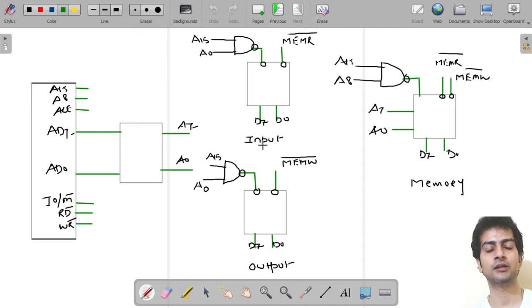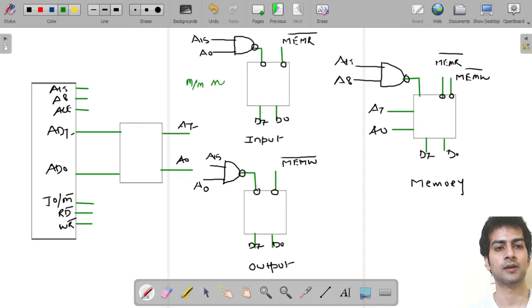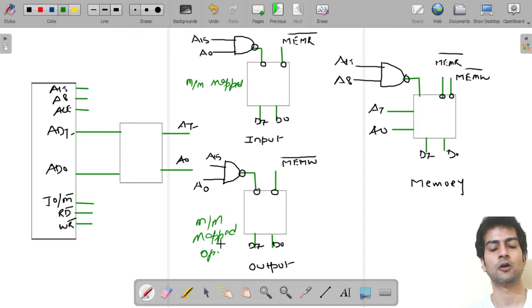And why we are doing it? I told you that the number of input output devices with which we can communicate increases in memory mapped as compared to peripheral mapped. So this is a memory mapped operation. This is also memory mapped operation. This is also memory mapped operation.